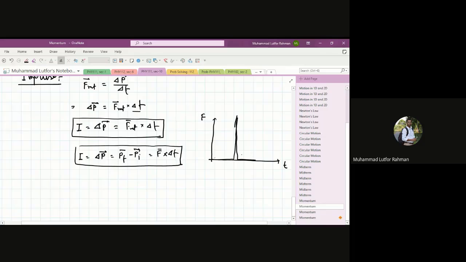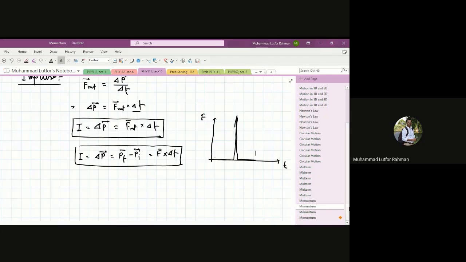Right. So if you consider the case when the player actually hits the ball, the collision time between the ball and bat is some milliseconds, right? Which is a very small amount of time. But in that short amount of time, the player applies a huge amount of force on that ball. So that's why the ball changes its momentum. And we can find out that average force.